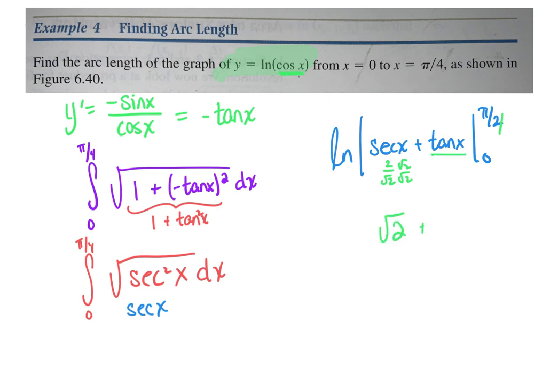The tangent of pi over 4 is always 1, because it's square root of 2 over 2 over square root of 2 over 2. So we have the natural log of that. And then we have to subtract the natural log of secant of 0 plus tangent of 0. Secant of 0 is 1 over cosine, and cosine at 0 is 1, so secant of 0 is just 1. Tangent of 0 is 0. So we just have natural log of 1 there. When you plug that in with a calculator, it's 0.8814 as your answer.